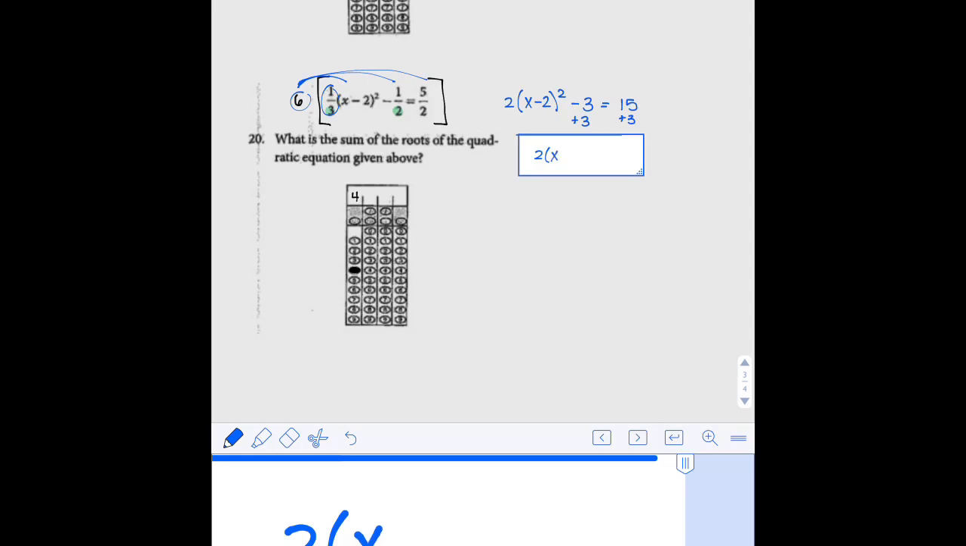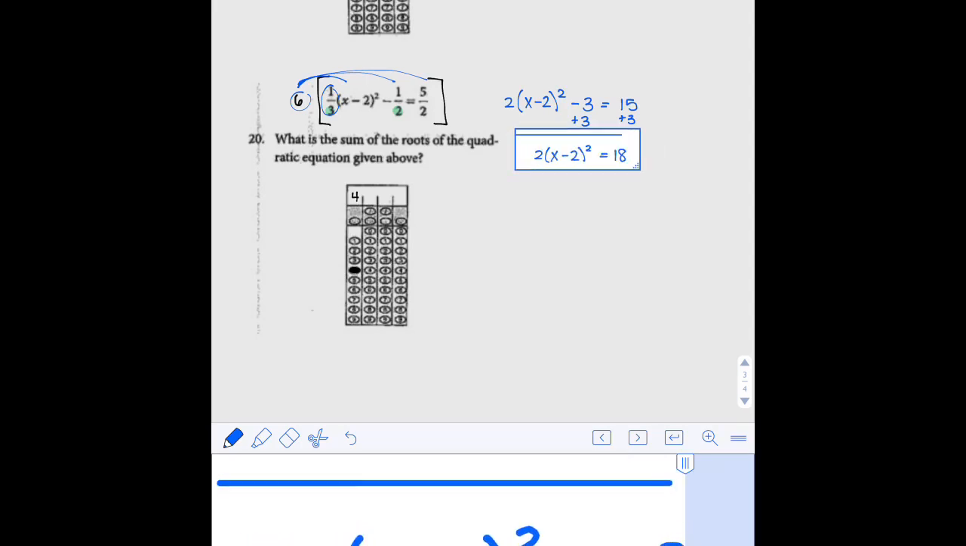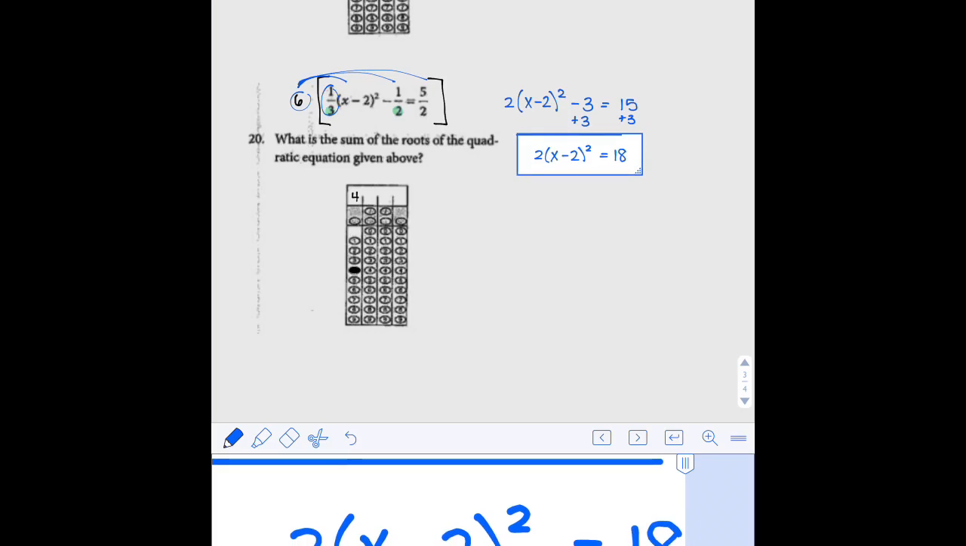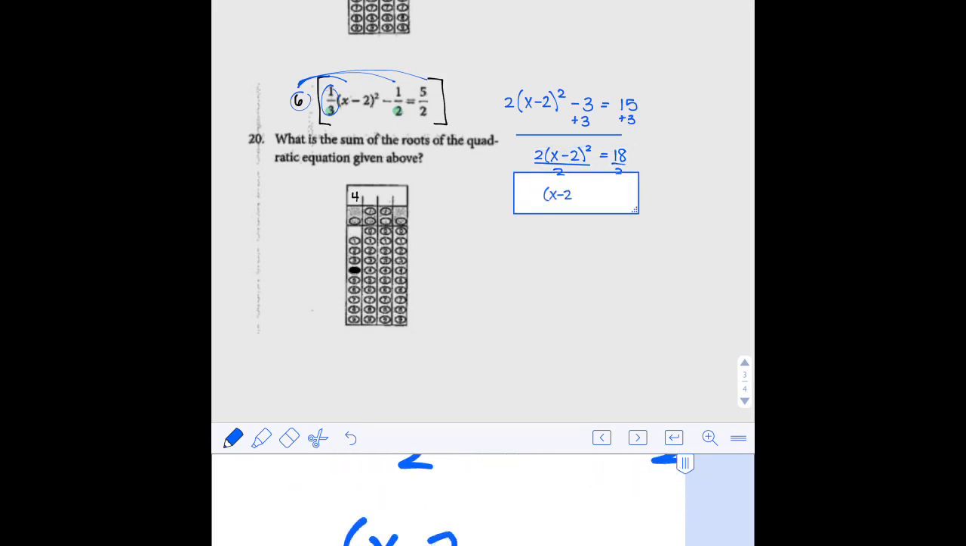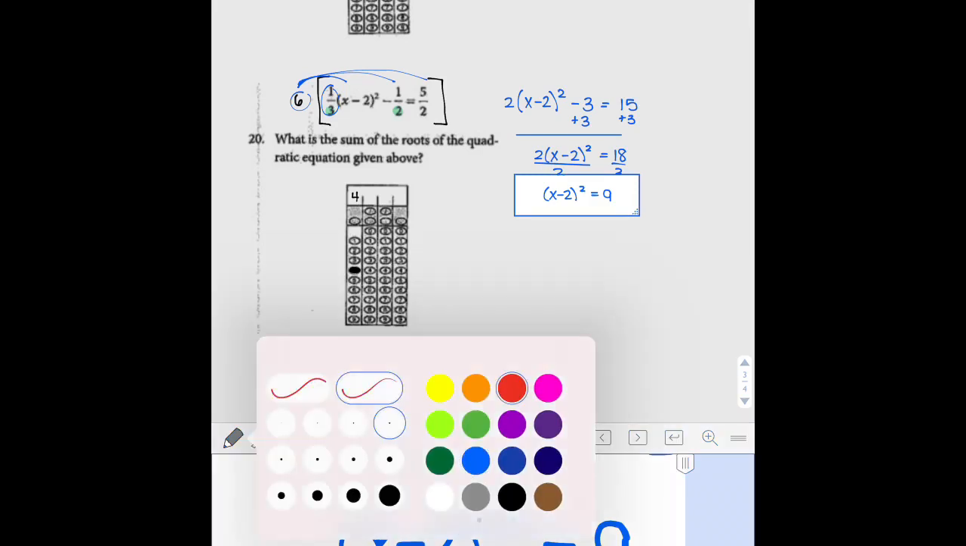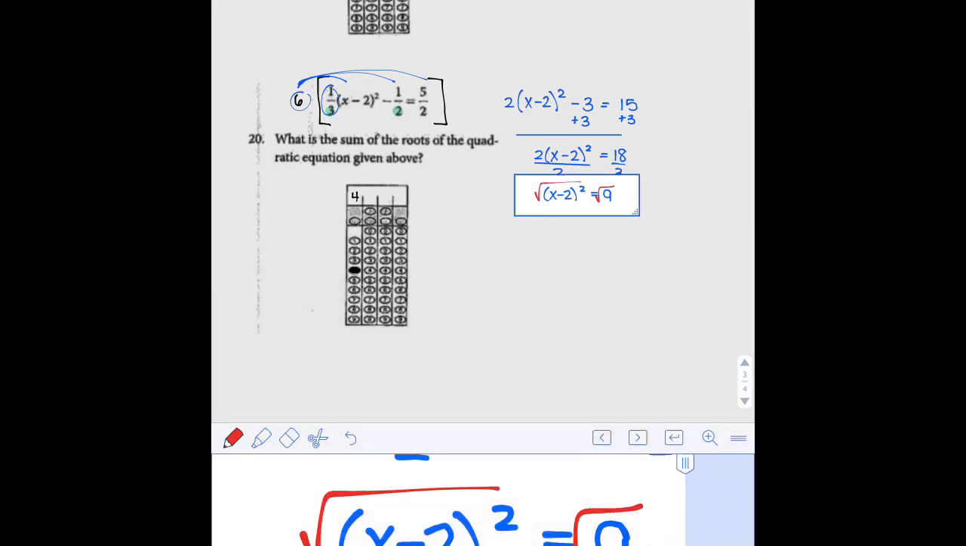So you're going to have 2 times (x minus 2) squared equals 18. You shouldn't distribute that 2 because the square is blocking that. So instead I'm going to divide by 2. So I get (x minus 2) squared equals 9. And then my last step would be to square root both sides.